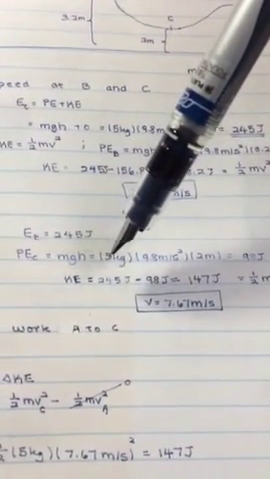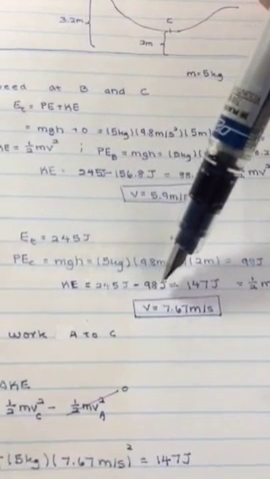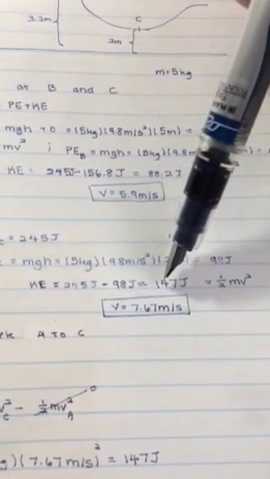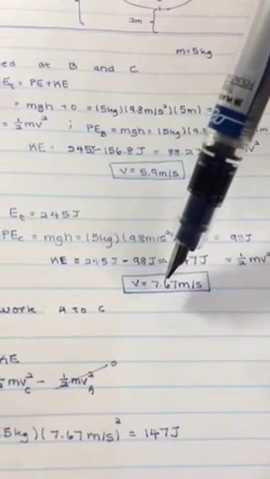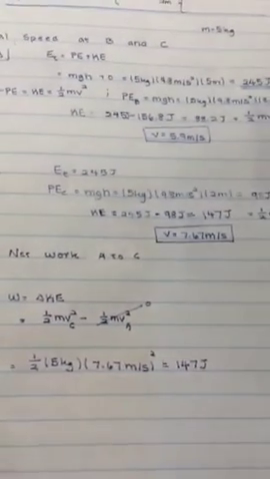The kinetic energy is the total energy minus potential, which is equal to 147, and setting that equal to 1/2 mv squared, we can solve for v and get 7.67 meters per second.